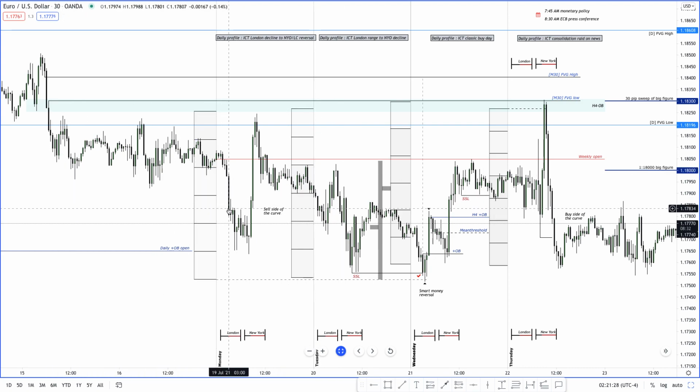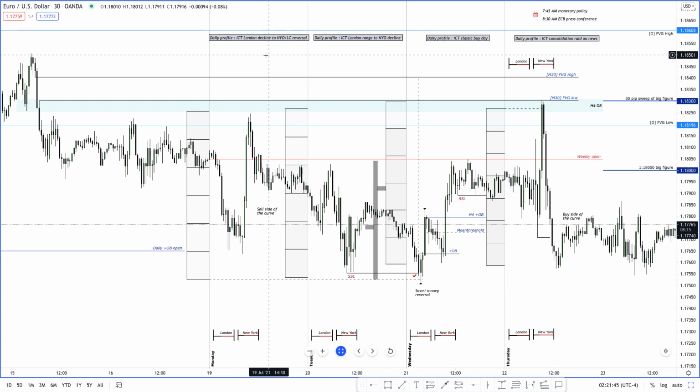In doing so in London, we traded lower, and then we traded into this daily bullish order block in New York session. After trading into the daily bullish order block open in New York session, we then had a reversal. So what was the daily profile on Monday, 19 July 2021? It was the ICT London decline, New York open, London close reversal.